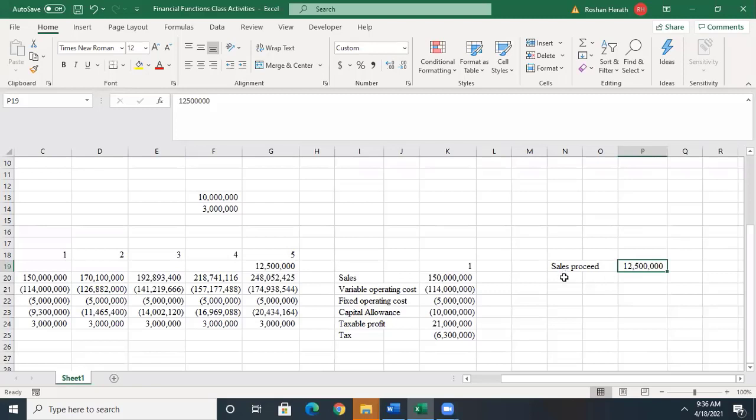Then what is the carrying amount or the value of that particular machinery? We call it the carrying amount of the investment.